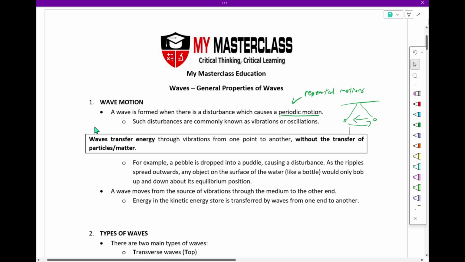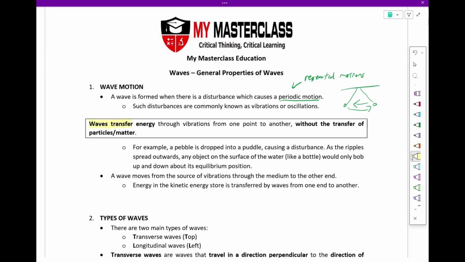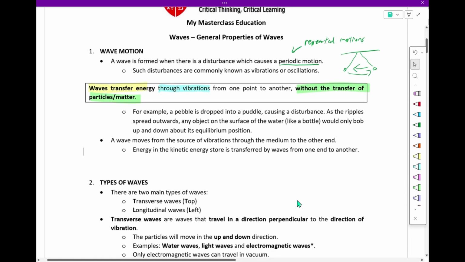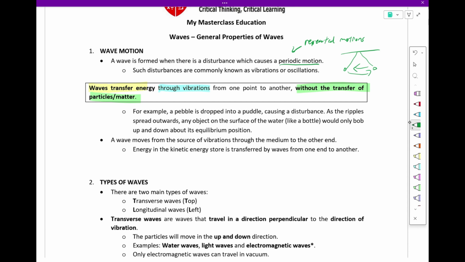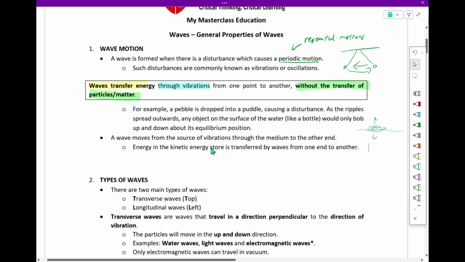So waves, as a form of transferring energy, transfer through vibrations, very important, through vibrations. And there is no transfer of particles or matter itself. Even if you drop a pebble inside a puddle, the wave will move outwards. If there is a leaf on the surface of the water, the leaf will just move up and down, but it won't move with the wave. It just moves about its original horizontal position. So you can take a look at that.